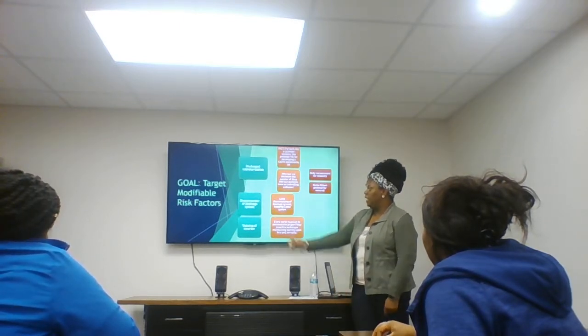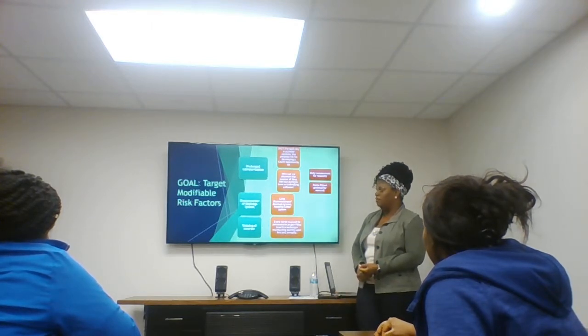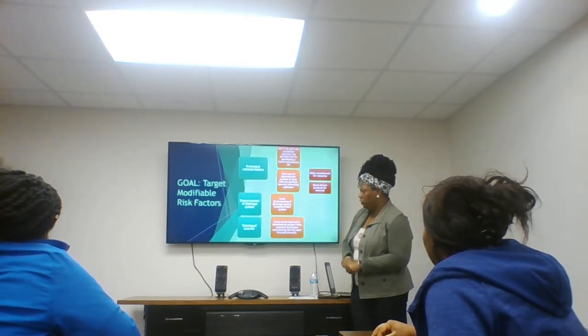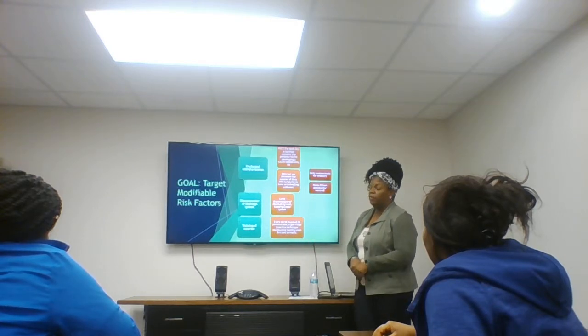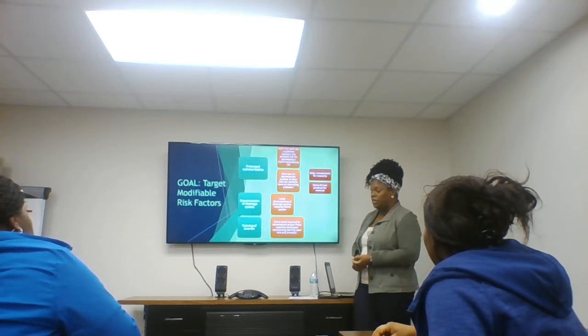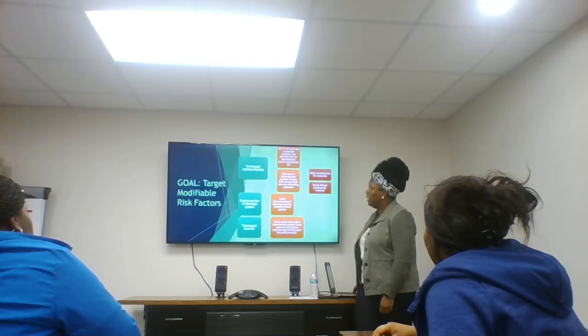Another modifiable risk factor is disconnection of the drainage system. We want to limit the times we have to disconnect the drainage system for anything. Keeping a closed system will prevent infection. And training of the inserter is very important. We want to make sure that the person inserting the indwelling catheter uses the proper technique and maintains sterility upon use of the indwelling catheter.